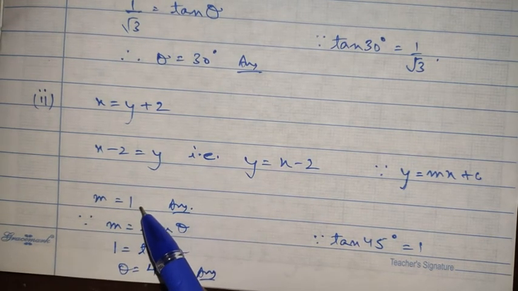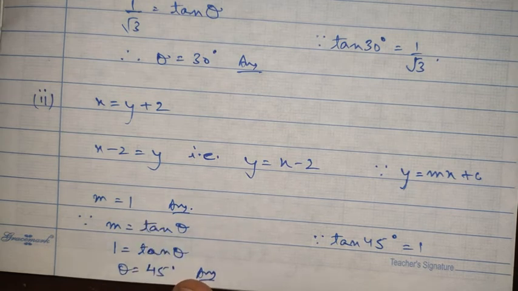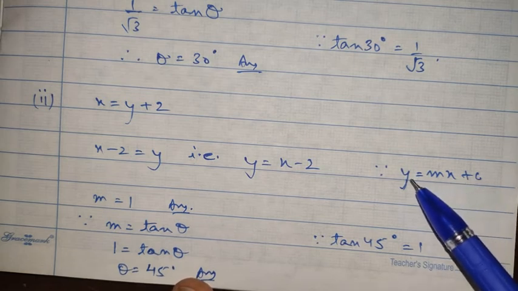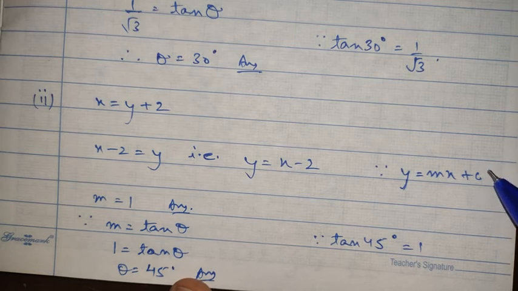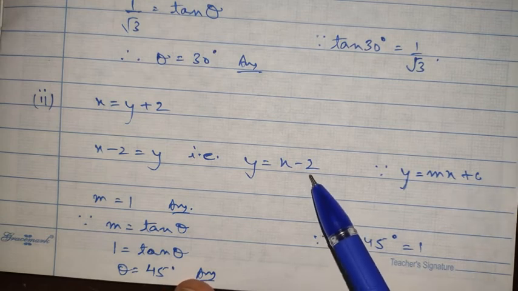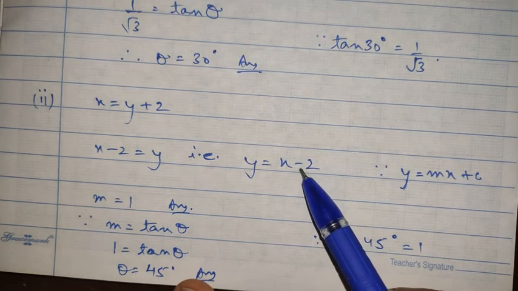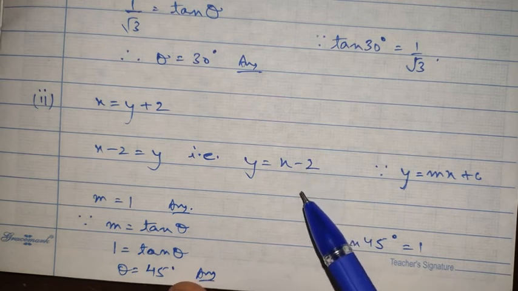And now from this value of m, we are going to find the angle of inclination also. One more thing I want to add: when we convert the linear equation into the format y = mx + c, c is the y-intercept, that means the point at which the line meets the y-axis. So in place of c, you can see we are getting the value -2. That means in this part of the question, the y-intercept is -2.